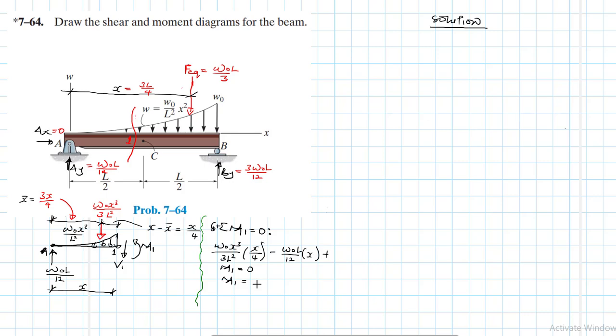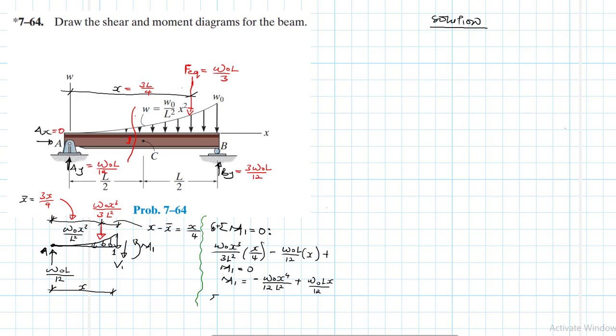M1 is equal to minus w naught x to the power 4 divided by 12 L squared, then plus w naught L x divided by 12. Alright, so this is about it, right?